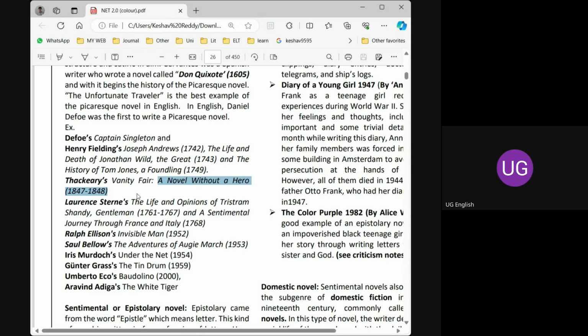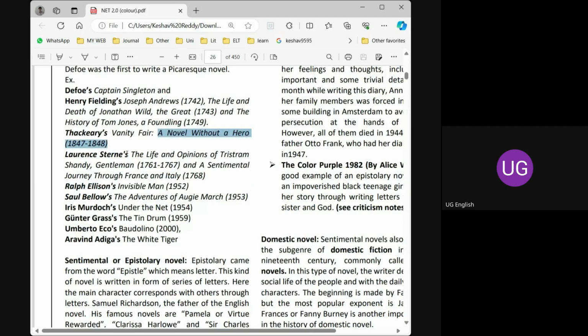These connections will give you clarity. So give some relation, and it makes it easy for us to remember. So, a novel without a hero. Just remember this: Laurence Sterne's Tristram Shandy. I just told you Tristram Shandy, but the original or full title is The Life and Opinions of Tristram Shandy, Gentleman. So this is the full title of that.